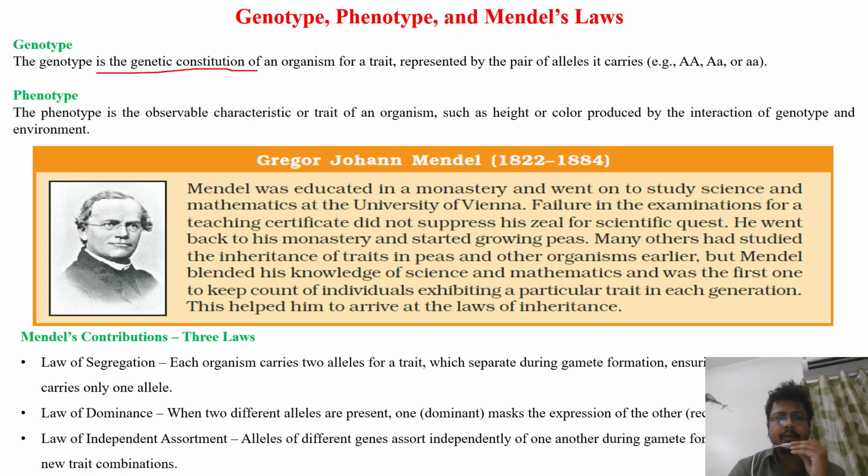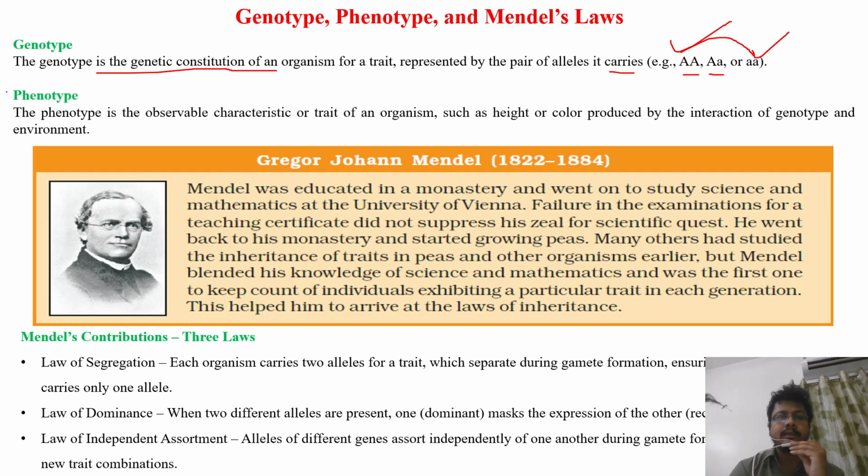Genotype is the genetic constitution of an organism for a trait, represented by the pair of alleles carried by it, such as capital A. Suppose there are three types of genotypes. These are homozygous capital A, or small a. If both the alleles are the same, then they are known as homozygous. If the alleles are different, then they are known as heterozygous.